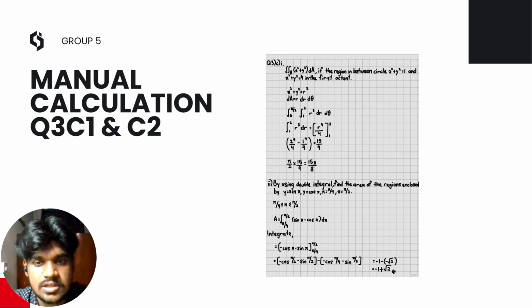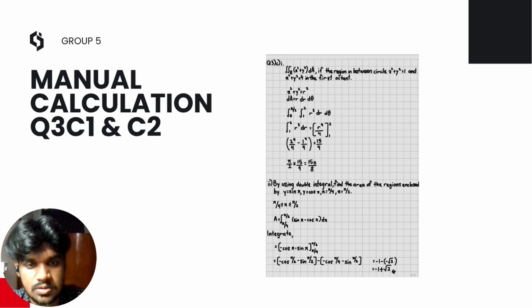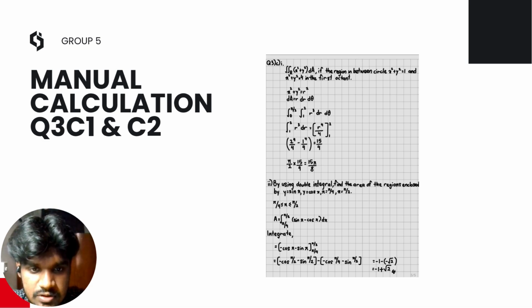Next is question 3, C1 and C2. First we are going to look at C1, the polar integral in the first octant. For question 3 C1, we integrate x squared plus y squared over a region between the circles of radius 1 and 2 in the first octant.